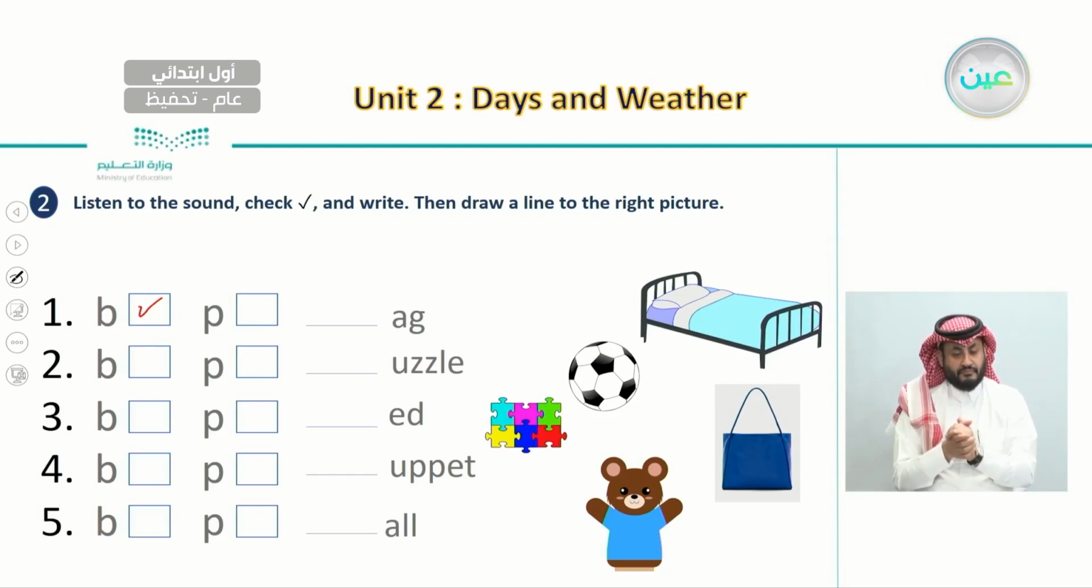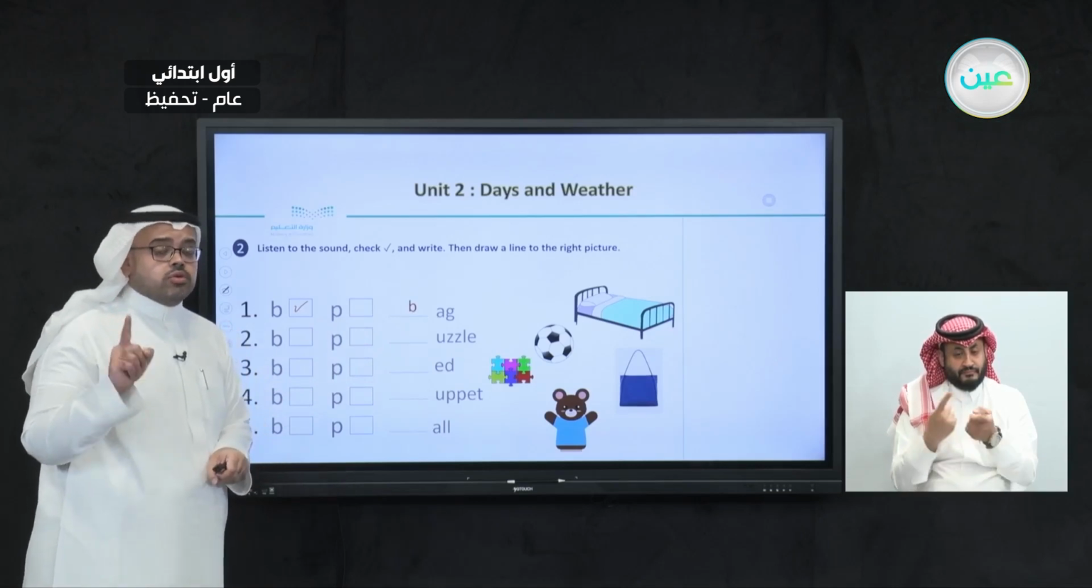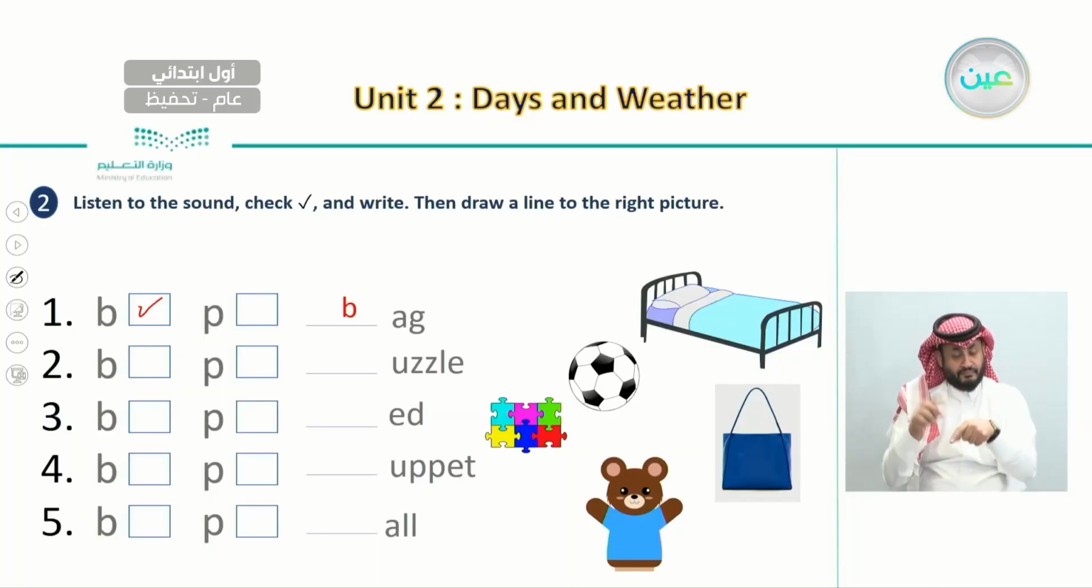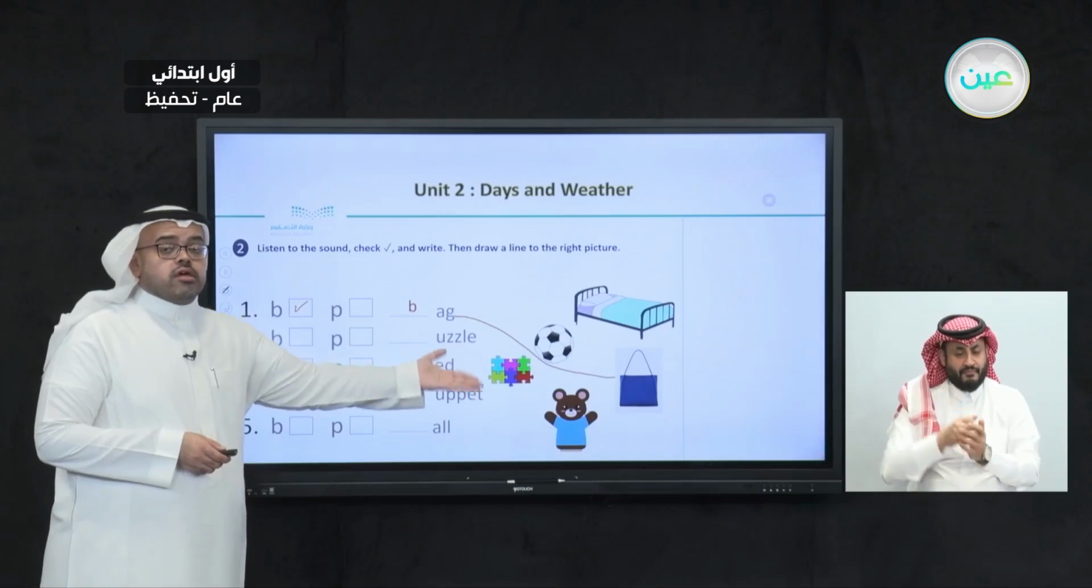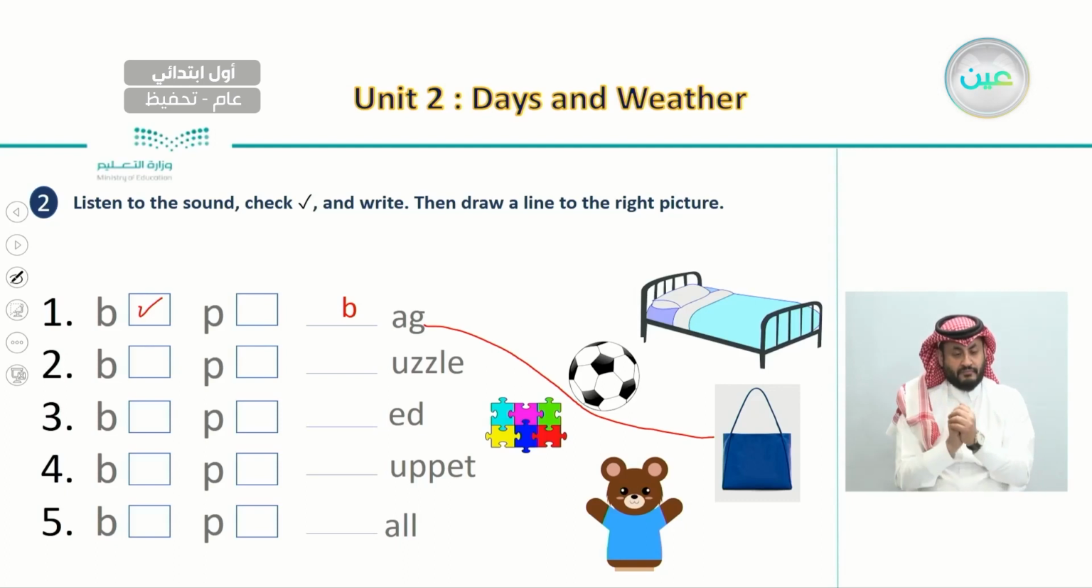After we put the check mark, here we need to write the letter in the blank, letter B. And after this, we have one important part that we should do, which is to match the word with the picture. So here we go. Here we draw a line like this, and we match the word to the picture. This is a bag. Now let's listen to number two. The word with number two is puzzle.